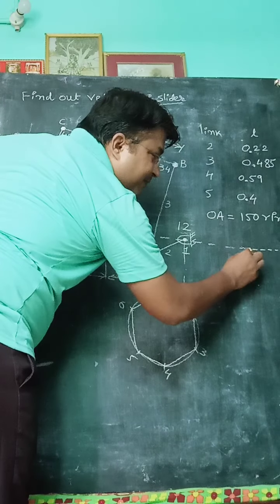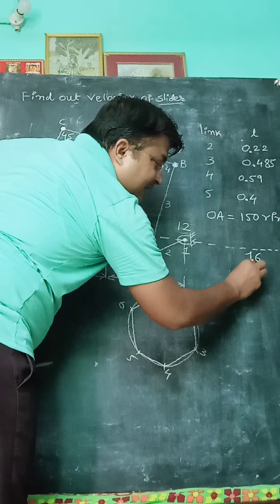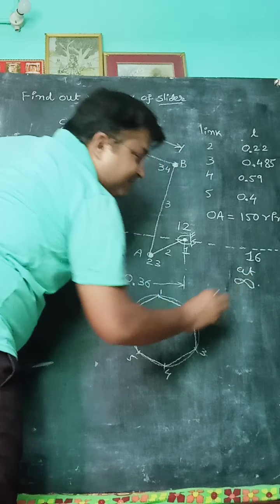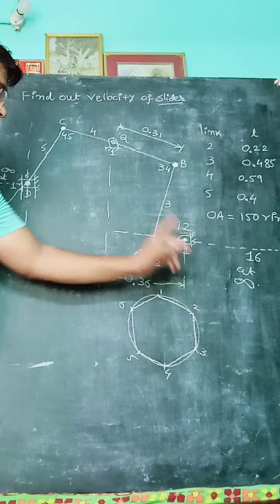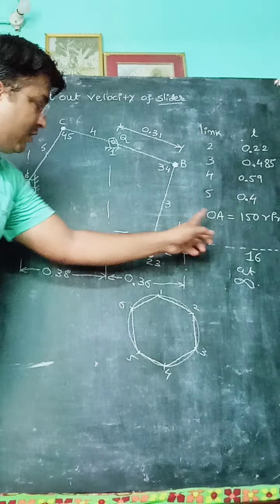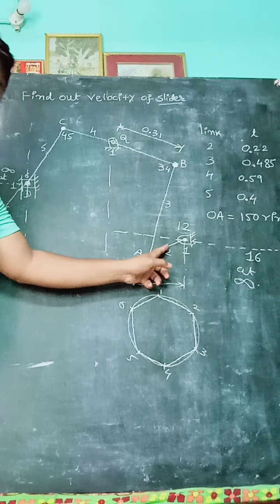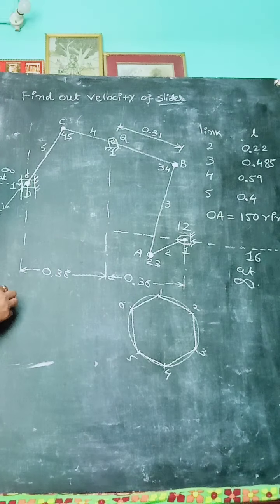This is also instantaneous center 1 6 at infinite. 1 6 at infinite passing through link number 1. Now omega of crank, that means link number 2, is available. So let us find out omega 2.